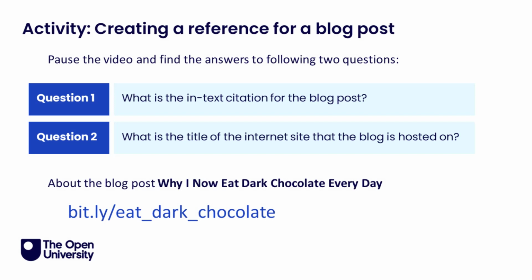Now I'd like you to pause the video and try the following task. I'd like you to access the blog post, Why I Now Eat Dark Chocolate Every Day, using either the shortened link on screen or the link in the description box for this video, and spend a few minutes trying to find the answers to the following 2 questions. Number 1, what is the in-text citation for the blog post? Remember that this will be the author and the year the blog was written in. And number 2, what is the title of the internet site that the blog post is hosted on? When you've completed the task, come back and start the video again.